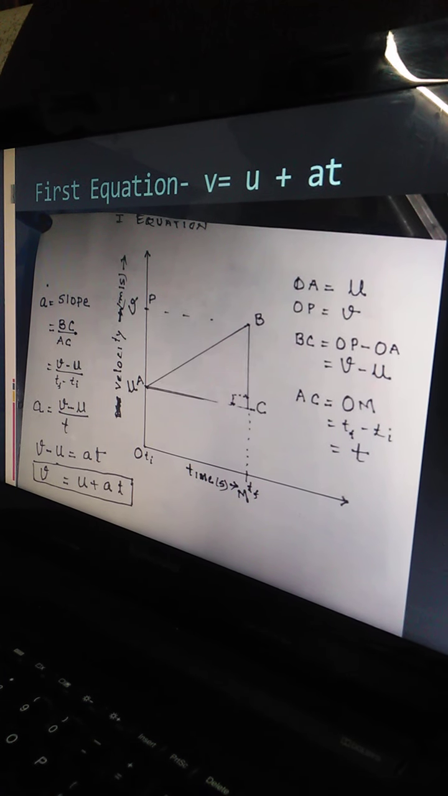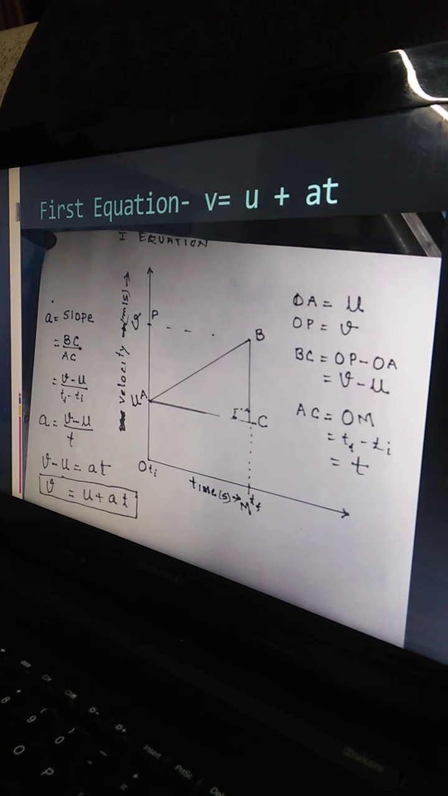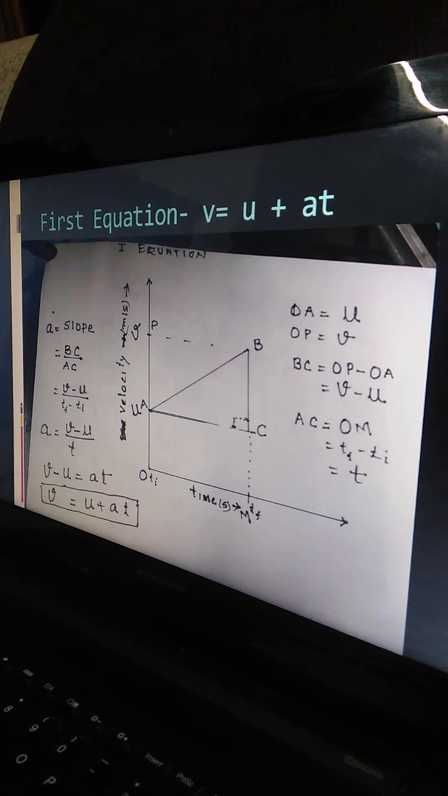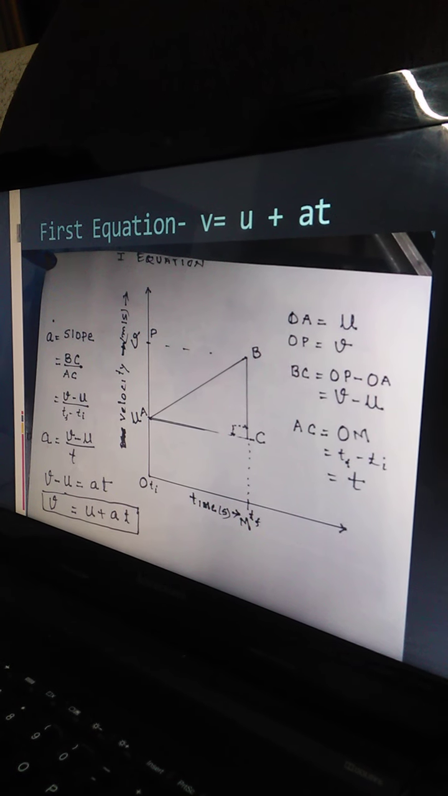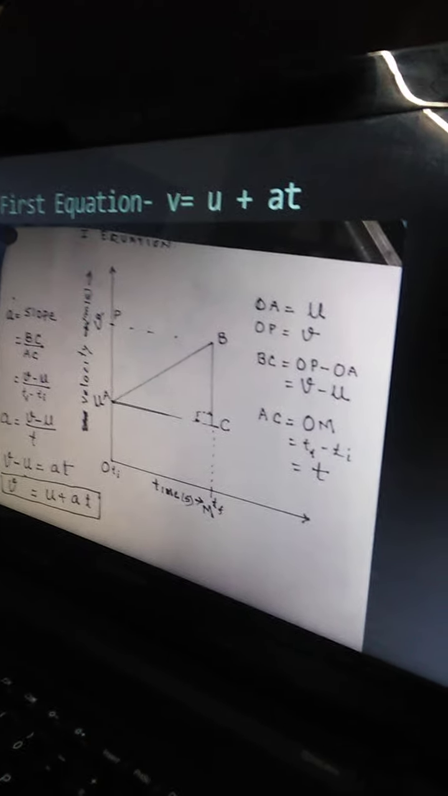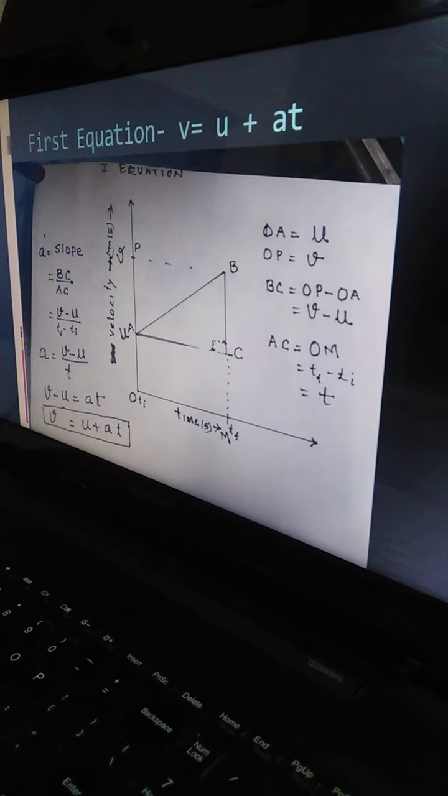Now look, little add subtract. How much will be BC? It will be V minus U. Agreed? And what will be AC? It is T final minus T initial, TF minus TI, that is equal to total time.